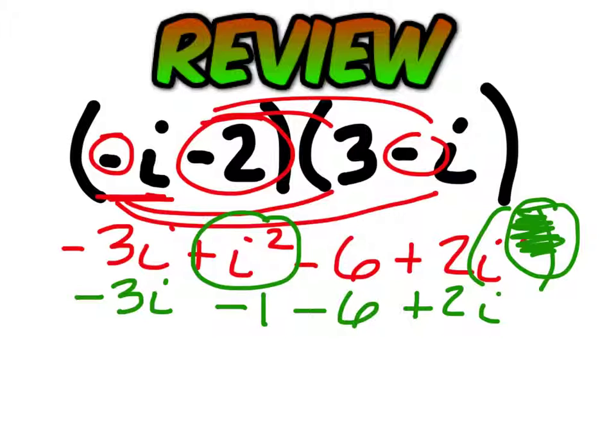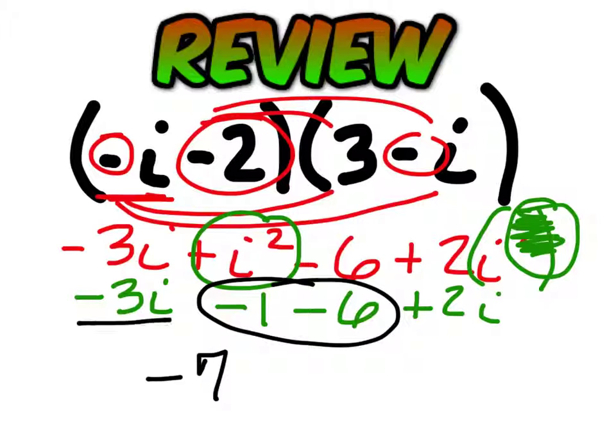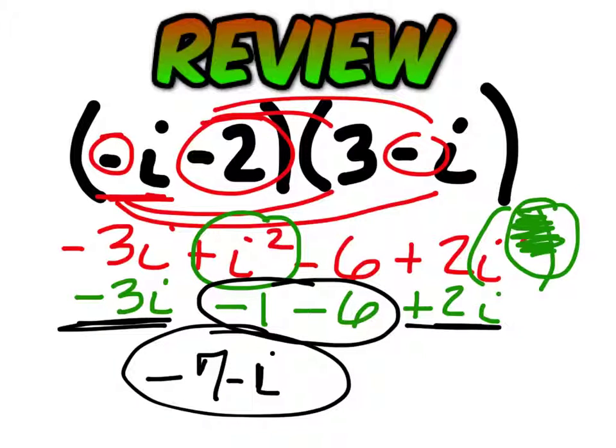Now simplify. You have negative 1 minus 6. That's a negative 7. And then negative 3i plus 2i is going to be a negative i. So negative 7 minus i.